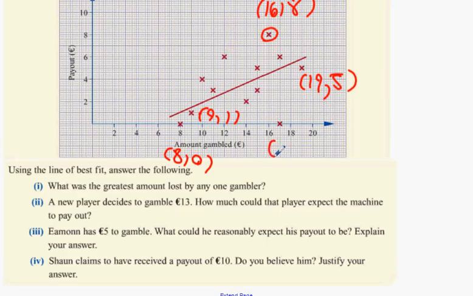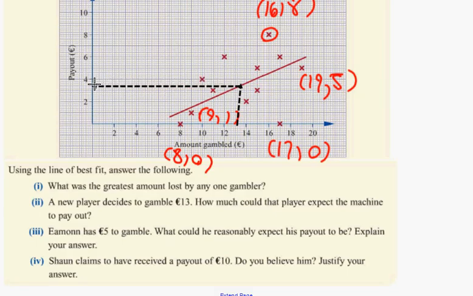A new player decides to gamble 13 euro. How much do you think he'll get? So what we do is we go to 13 euro on our x-axis and we go across, roughly 3 euro. Is that okay? 3 euro. You're very anti-gambling.